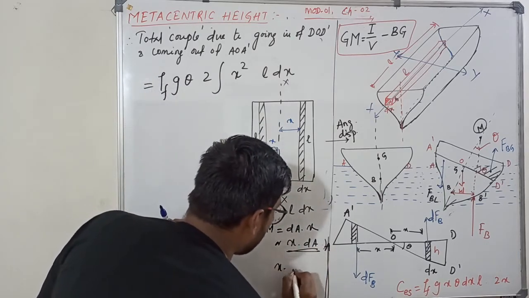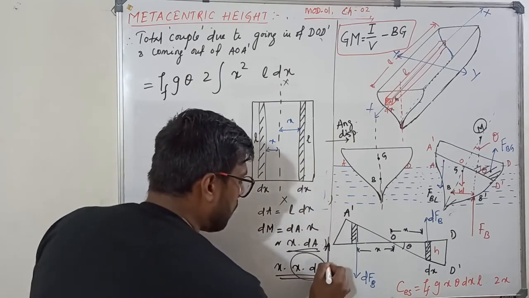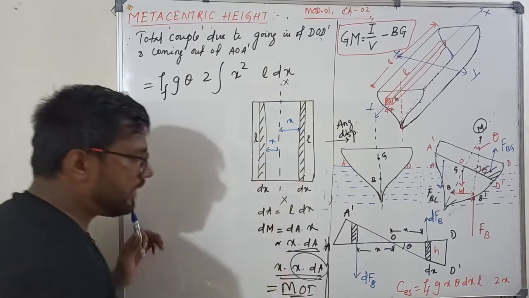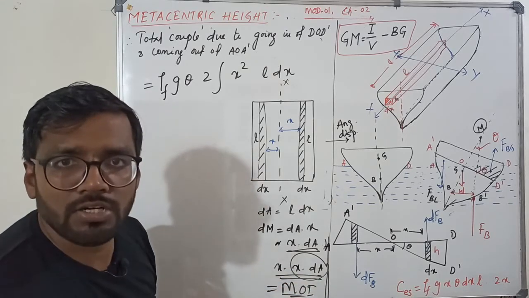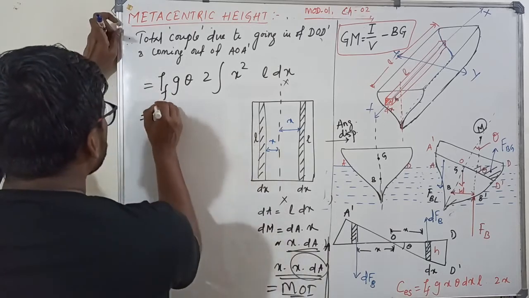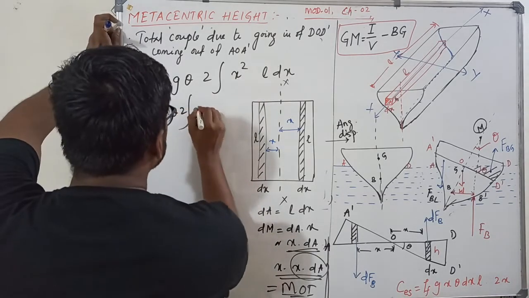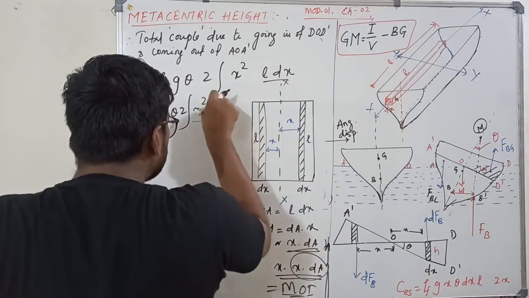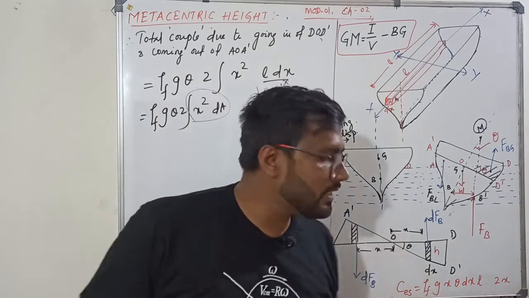Already x into dA. If I multiply one more x into this, what will you get? This is your moment. Moment of moment. What is that? That is your moment of inertia. So x into dA means what? x² dA. Yes or no? So here I got ρf g θ/2 multiply x². What is L dx? dA. So what is your x² dA? It is the moment of inertia. You got it.